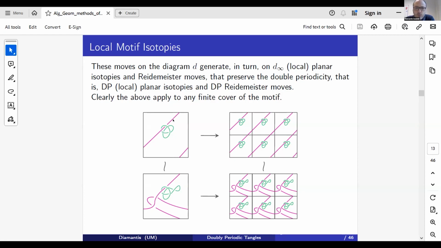And if you want to keep in mind how these things look, just imagine that you are here and you are walking that way. Once you reach this boundary, you glue with this one, so you are here. And when you reach this point here, you are here. So that's an easy way to remember how these things work. Just imagine that you walk on this path, and it's glued. All right, so these are the Reidemeister moves. Local motif isotopies take place inside.